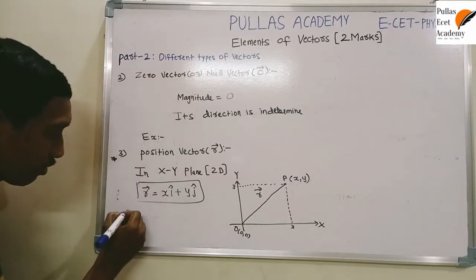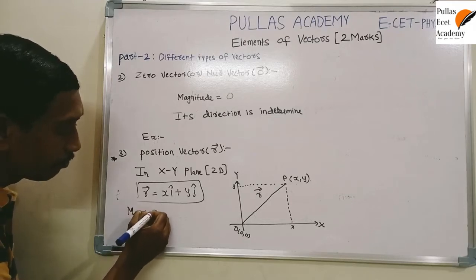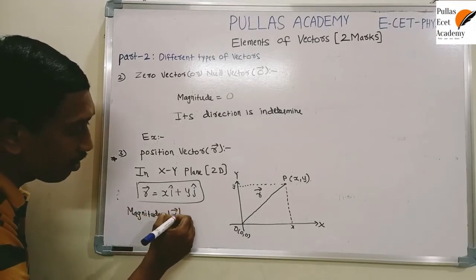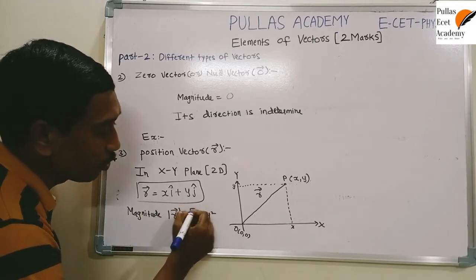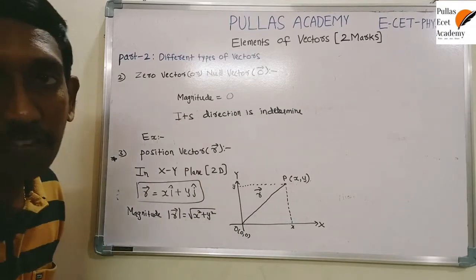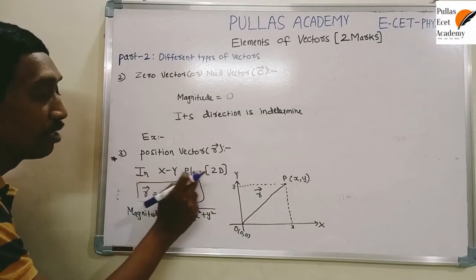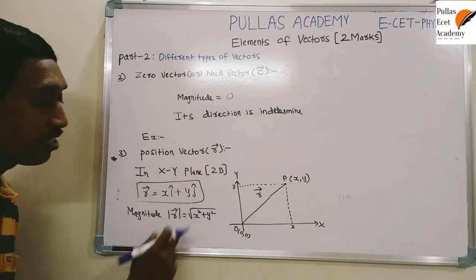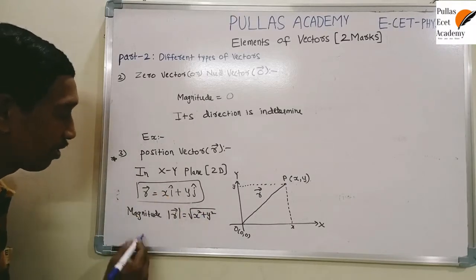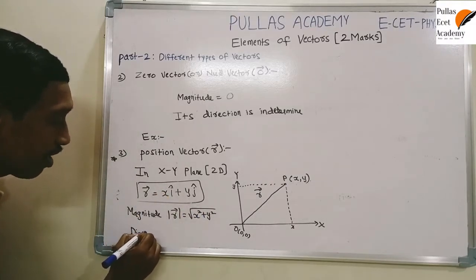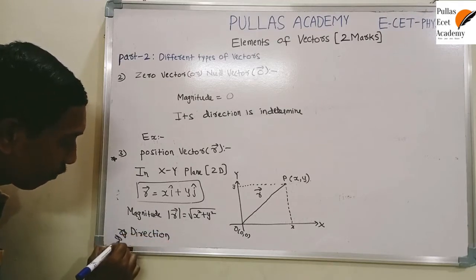Now if you want the magnitude of this vector in the xy plane, modulus r bar is equal to the square root of x square plus y square. This formula is derived based on the parallelogram law of vectors. In our next video we will discuss how to derive it. Just understand that the magnitude of this position vector in the xy plane is the square root of x square plus y square. This is called the general expression. This is the magnitude, and it also has direction. This is a very important expression. Students should concentrate here. Number of questions are repeated here.